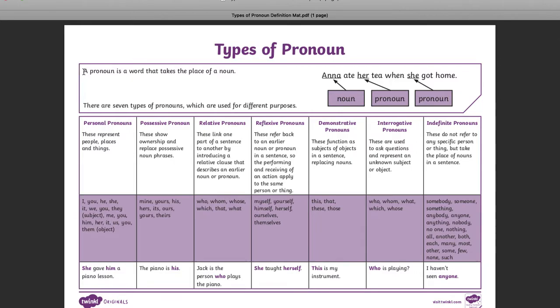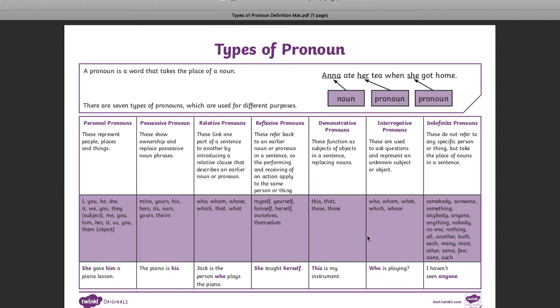So here we have a good example. Anna ate her tea when she got home. We use these pronouns as we don't want to say Anna ate Anna's tea when Anna got home, because that sounds a bit silly, doesn't it? You're saying Anna too many times. So you use the pronouns in those places. Anna ate her tea when she got home. And there are 7 different types of pronoun.